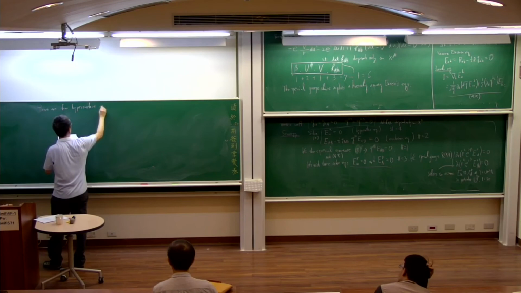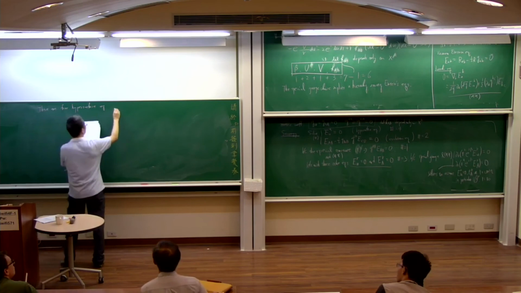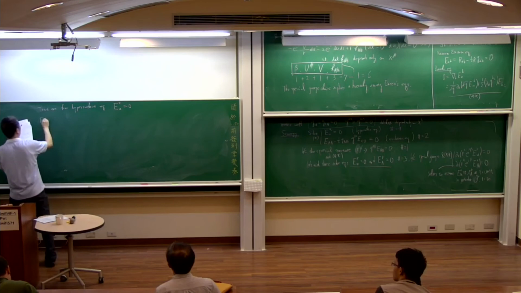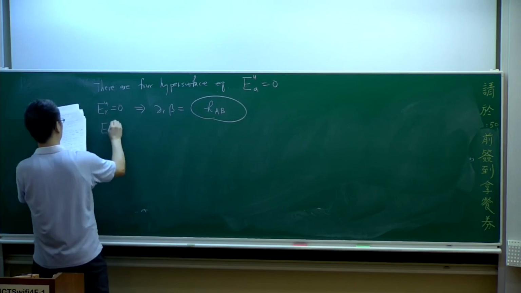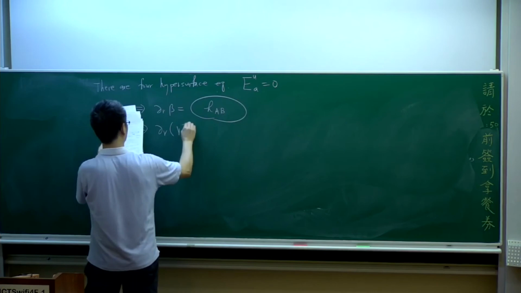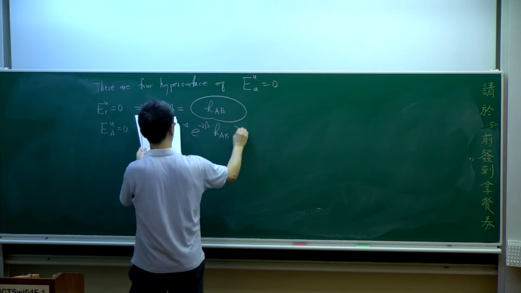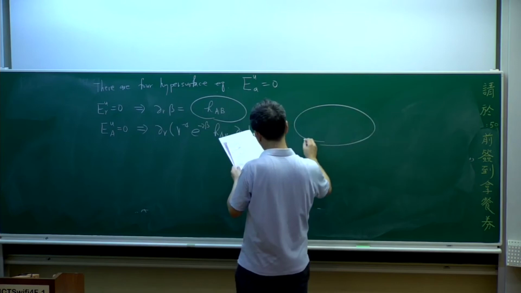And the reason why they're called hypersurface equations is actually the following. So this is actually E_uA is equal to zero. Okay. So I have my E_ur equals zero. You can actually write it as ∂_r β. And it's going to be an expression that involves only h_AB. And E_uA equal to zero. This is going to be an expression of r^(-4) e^(-2β) h_AB of u, r, u, B. Okay. And this is going to be an expression that involves only β and h_AB.